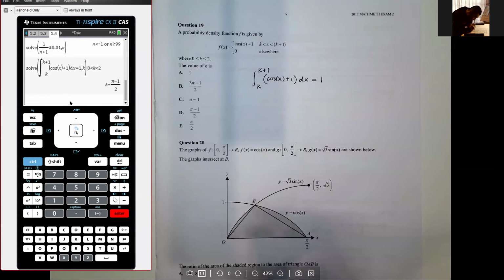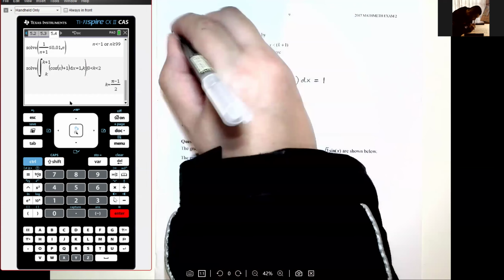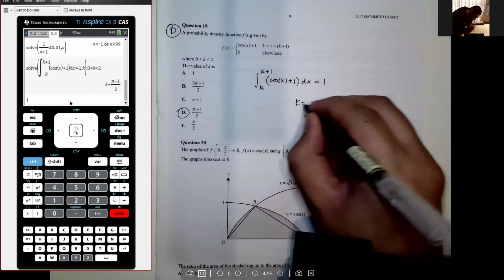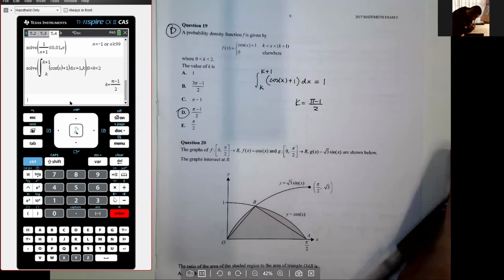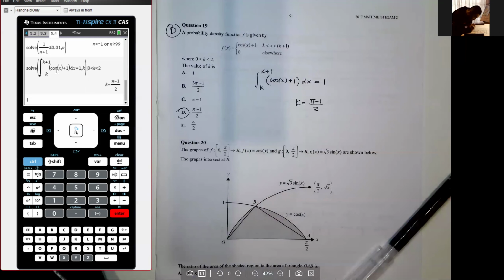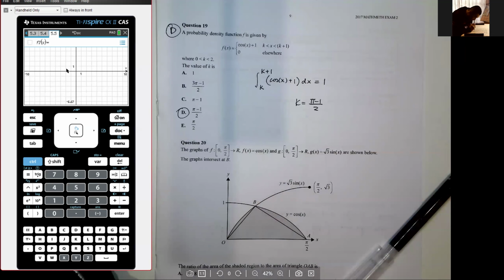So there we go, option D. k equals (pi minus 1) divided by 2. And by the way, if you want to verify whether or not this is a probability density function, I probably can graph it over the domain. Let's say (pi minus 1) divided by 2 less than x less than (pi minus 1) divided by 2 plus 1.